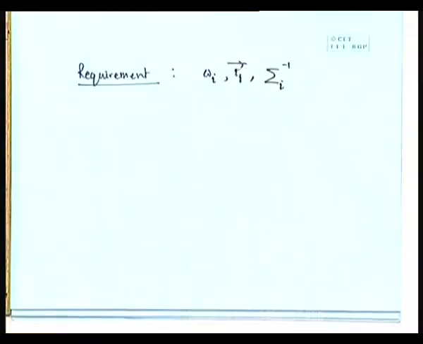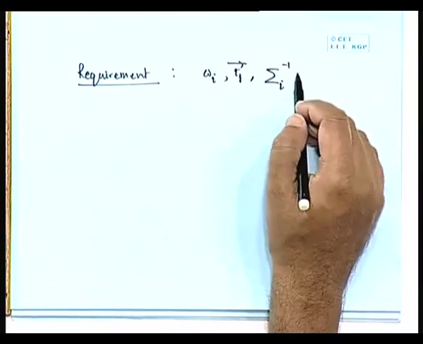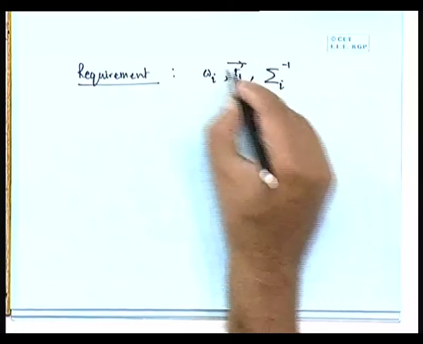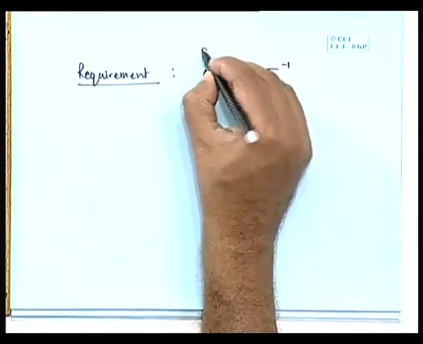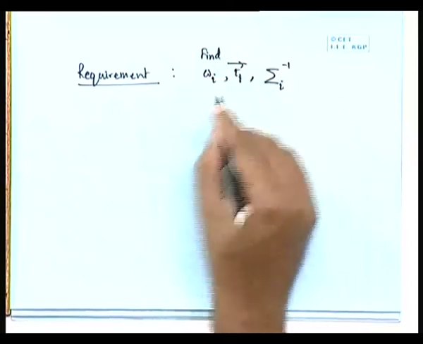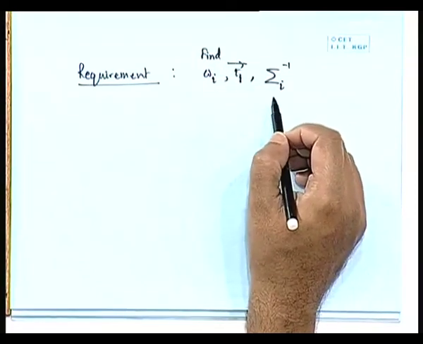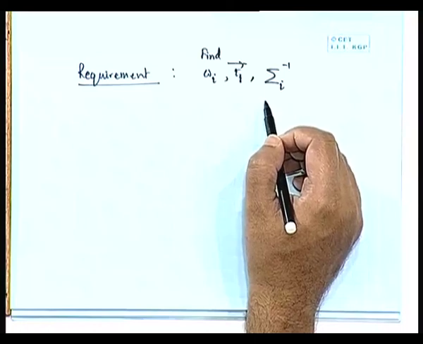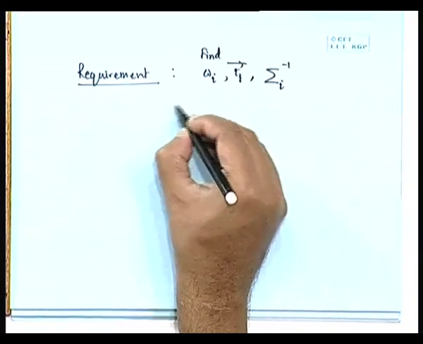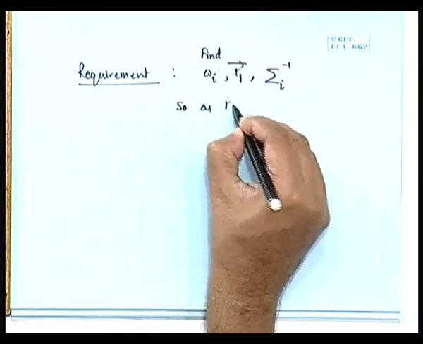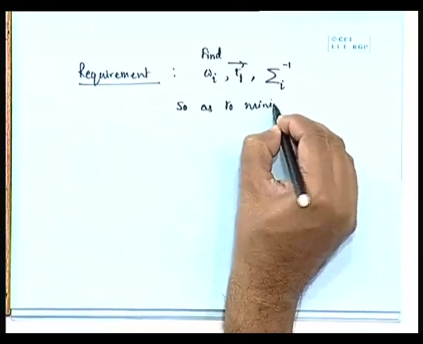So, it is not only the centers, but also what size you are choosing for the function, that is also made a variable and a free parameter. So, everything can be controlled, or everything can be updated. Our requirement is to find the best set of W_i, T_i, sigma_i inverse, so as to minimize the error E.